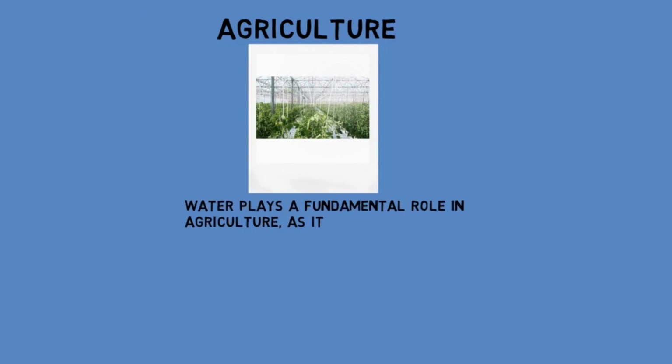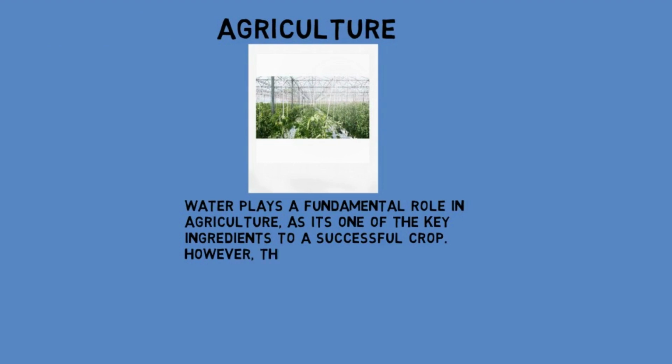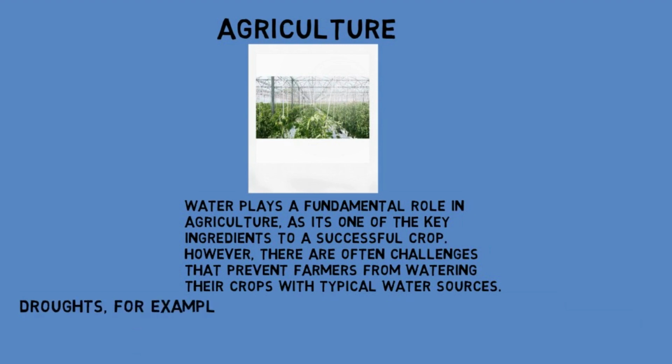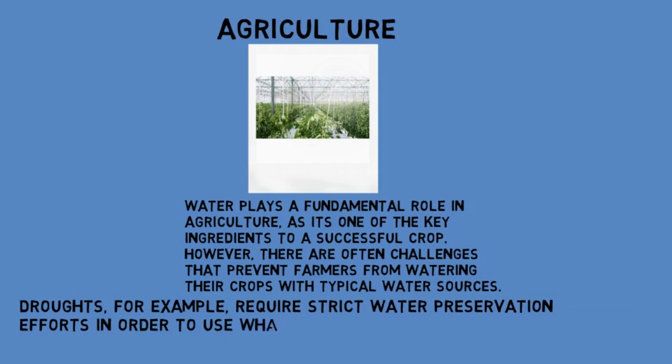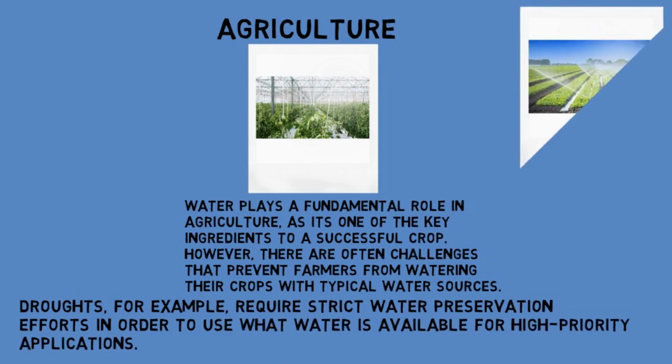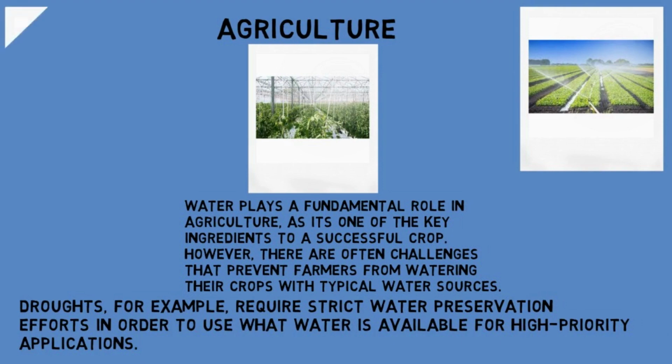Agriculture. Water plays a fundamental role in agriculture as it's one of the key ingredients to a successful crop. However, there are often challenges that prevent farmers from watering their crops with typical water resources. Drought, for example, requires strict water preservation efforts in order to use what water is available for high priority applications.